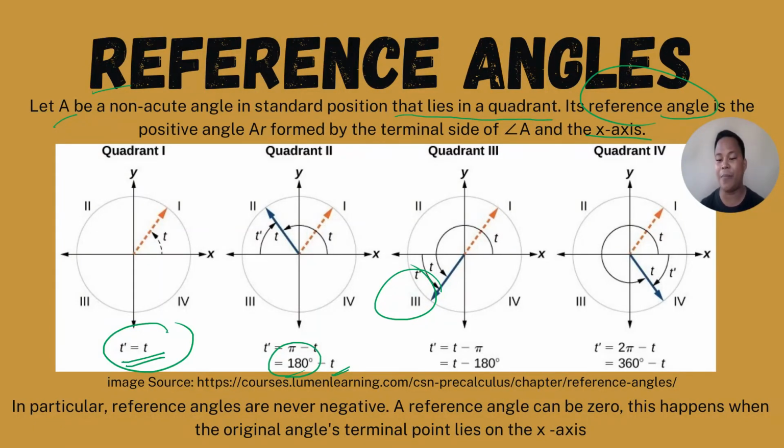For if the terminal side of an angle is in quadrant 4, we need to subtract the given angle from 360 if the given angle is in degree measure, or subtract the given angle from 2 pi if it is in radian measure. In particular, reference angles are never negative. A reference angle can be 0 if the original angle's terminal point lies on the x-axis po.